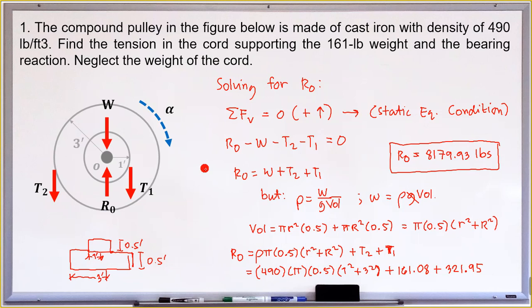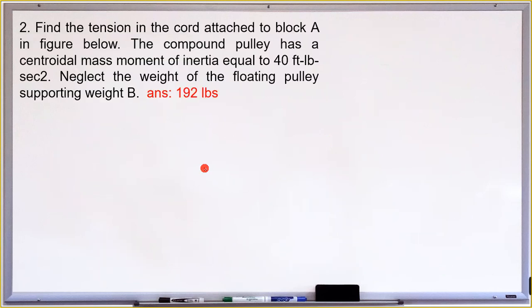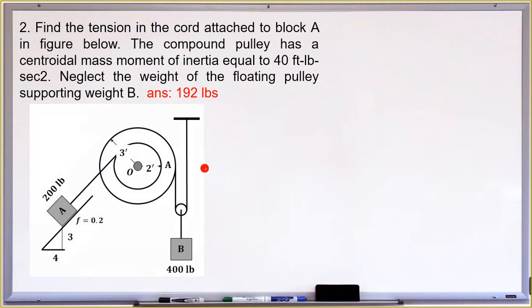Second problem. Problem number 2: find the tension in the cord attached to block A in the figure below. This is the figure. Very complicated, but we will analyze it and create an FBD so that we can simplify it. So this is a compound pulley again, with two blocks but of a different arrangement.